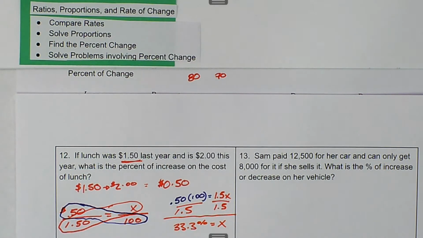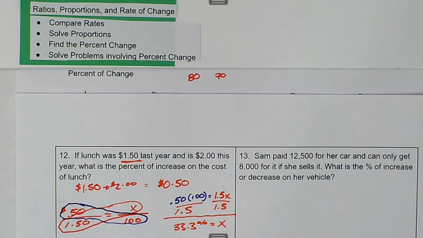So that is a 33% increase. All right, make sense? Okay, look at 13. Sam paid $12,500 for a car and can only get $8,000 for it if she sells it. What is the percent of increase or decrease in her vehicle?